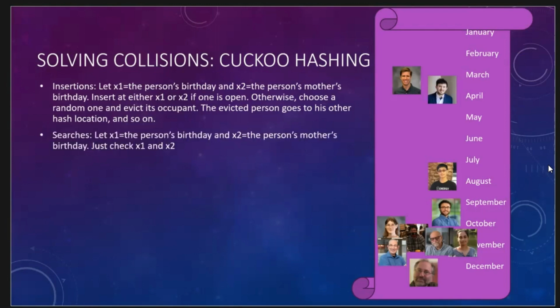But once we have everyone assigned to either their birthday or their mother's birthday, then finding people is easy. If we say, is so-and-so in your table, you ask, what's your birthday? What's your mother's birthday? We only have two spots to check. It's not like linear probing where we might have to check through a whole lot of spots. They're always going to be in one of those two spots.